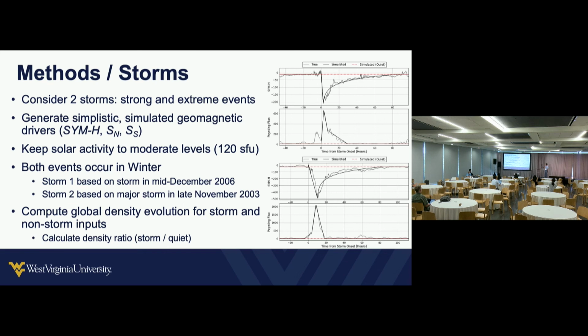And we keep them at moderate levels of solar activity. Essentially these two storms represent these two time periods. December of 2006 is the medium storm, going up to -200 in SYM-H, and then November of 2003 is the really major storm that we're looking at. And we look at, like I said, the density ratio, which is the storm time variation over the quiet background.